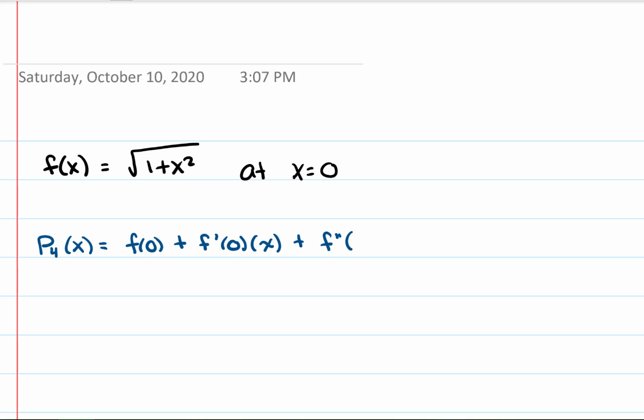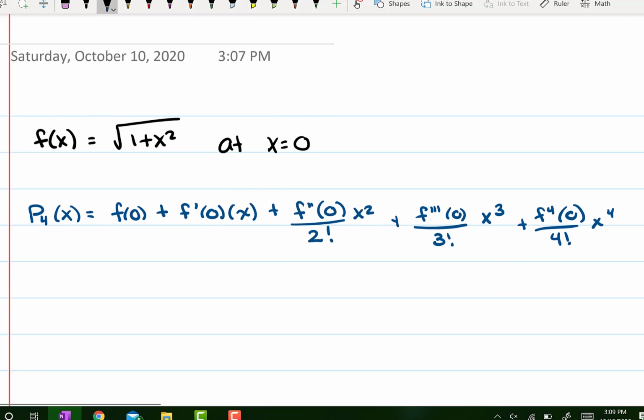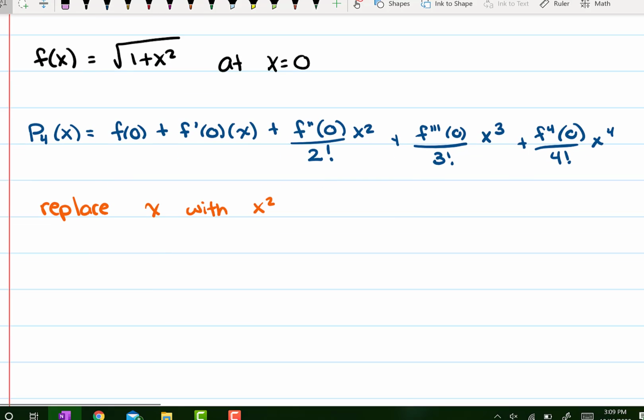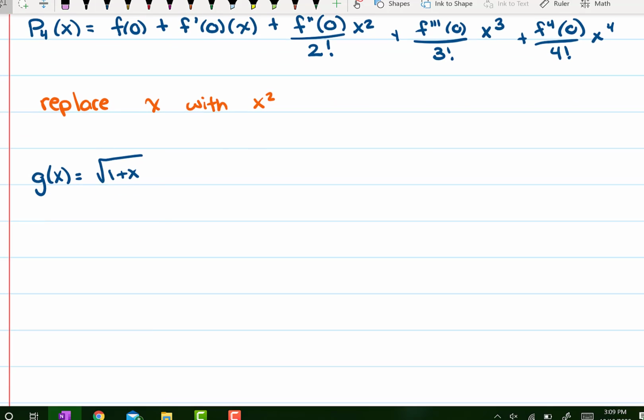So the first thing we want to do is write down the formula for any Taylor polynomial. So that's what I'm doing here. It's f of 0 plus f prime of 0 times x, and so on. And don't forget to divide by the factorials. And to make this problem easier, I'm going to go ahead and replace x with x squared. So for Taylor polynomials, you can go ahead and replace a composite function with an easier function.